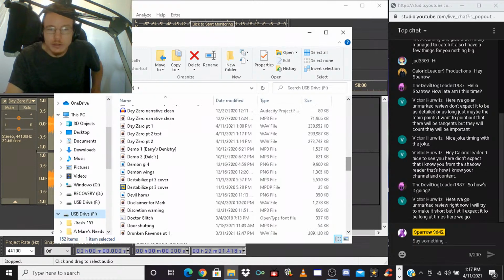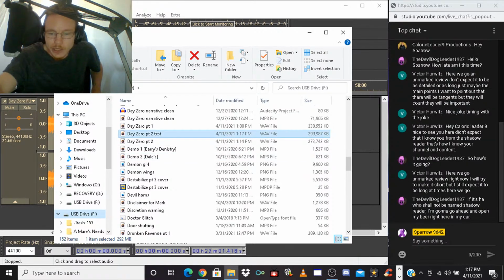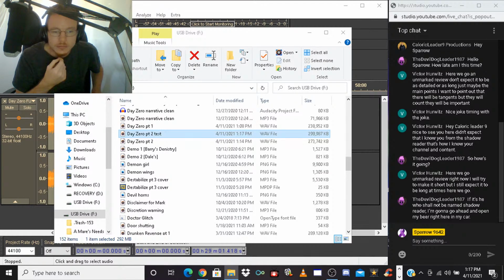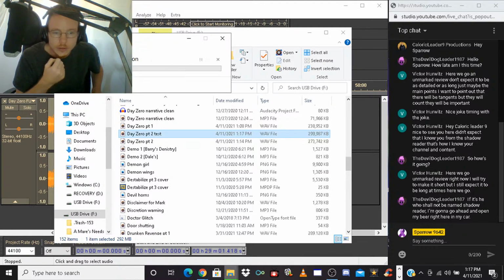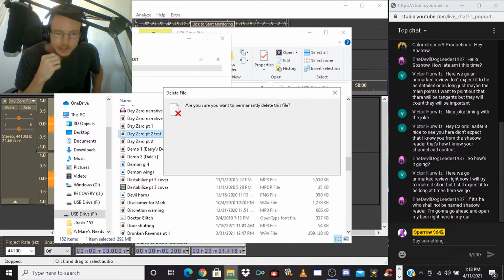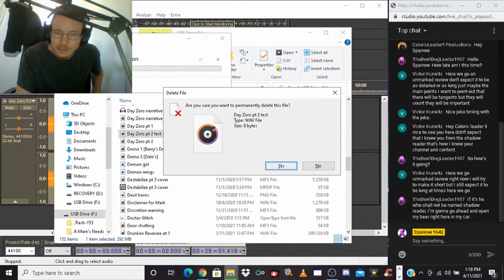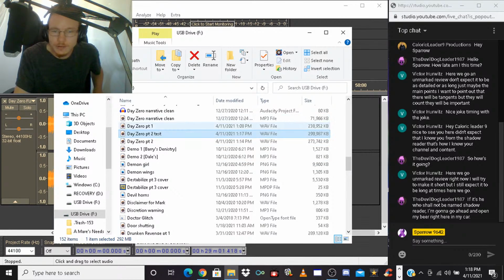There we go. Part 2 test, 299. Ah, it just barely breaks it. Well, it was worth a try, but we ain't gonna get it. It's alright. So, wait, it says it's 299 megabytes right there. Down here it says 292. What the fuck? Okay, what's the right number? I'm confused.